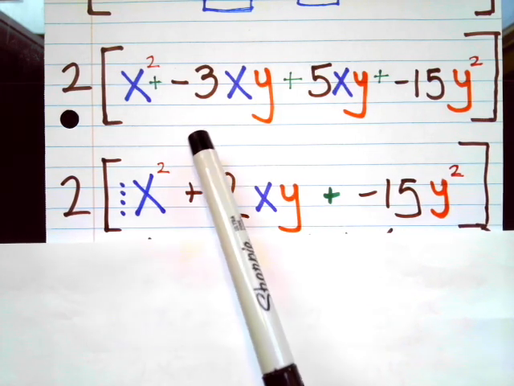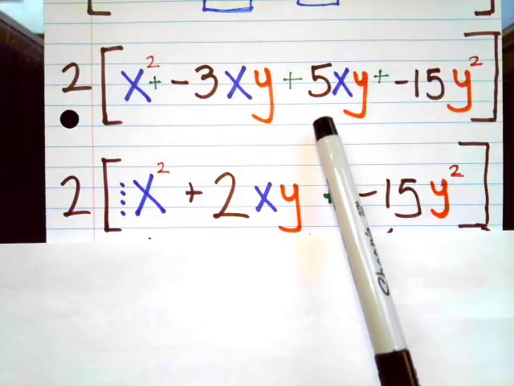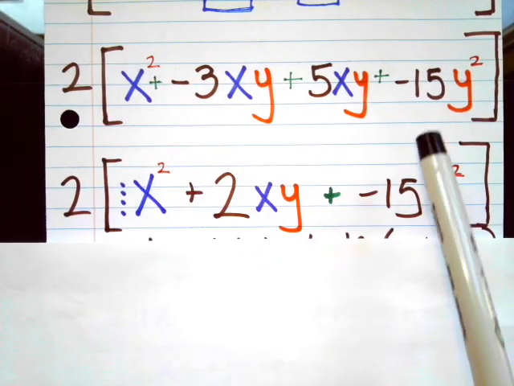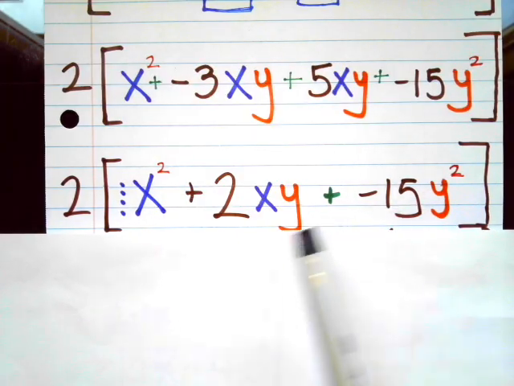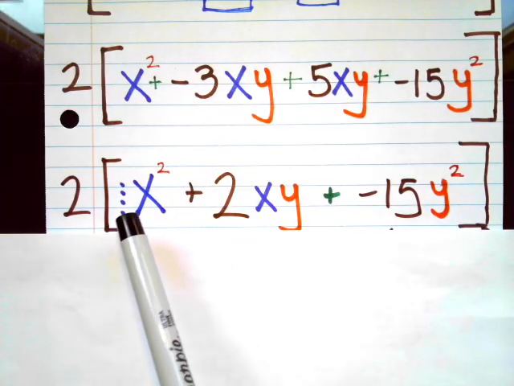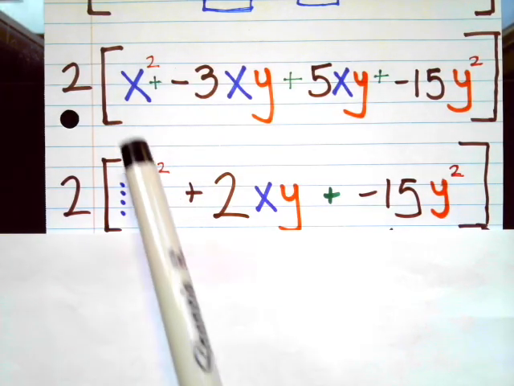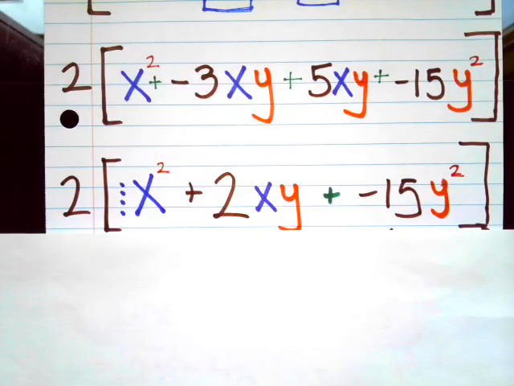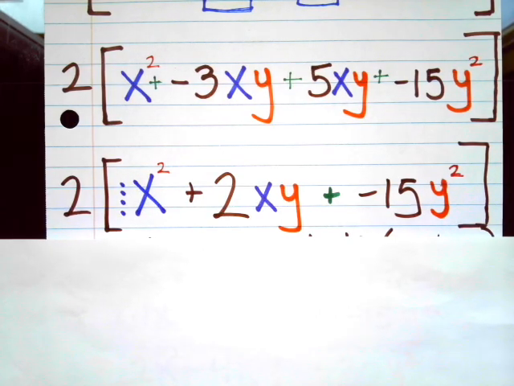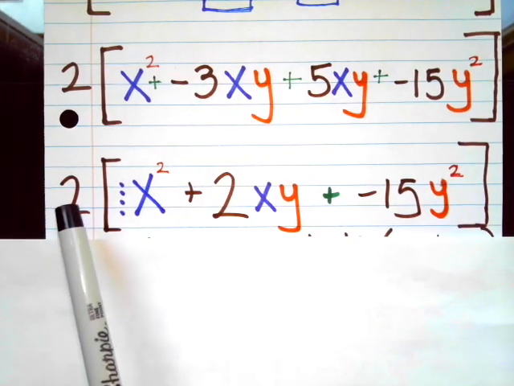Negative 3xy plus 5xy is a positive 2xy. I'm just going to rewrite plus negative 15y squared right here. X squared, again, that's a 1x squared. Just going to rewrite it again because there's no other like terms with a y squared or an x squared. Now, I'm going to perform one of my final steps. And my goal, again, is to come up with the expression I started with. I think that was in part 6 video, 2x squared plus 4xy plus a negative 30y squared. Let's see if we can do that.